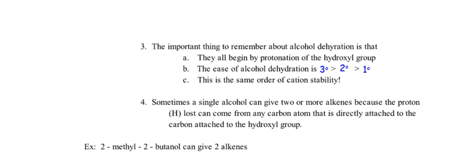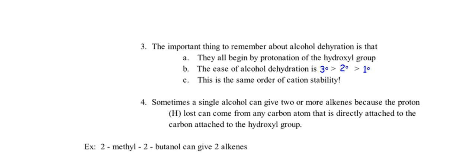All right, so the important thing to remember about alcohol dehydration is that, first of all, they all begin by protonation, by adding the H plus to the OH group, the hydroxyl group. The ease of this alcohol dehydration is that your tertiary alcohols are going to be a lot easier to do this than your primary. And guess why? It's the same order as your cation stability. We learned about that back in chapter 2.